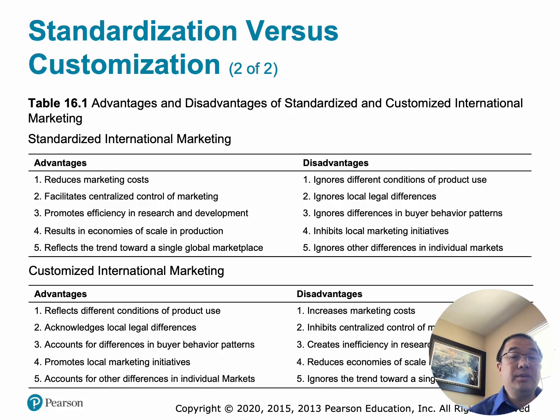Number three, there's lower R&D efficiency, so different products require additional development costs. Number four, reduced economies of scale. Smaller production runs increase costs. Number five, misses some global opportunities. Too much local adaptation can weaken global brand consistency.